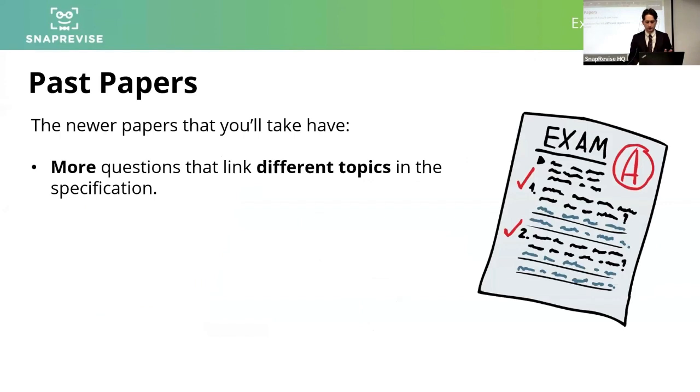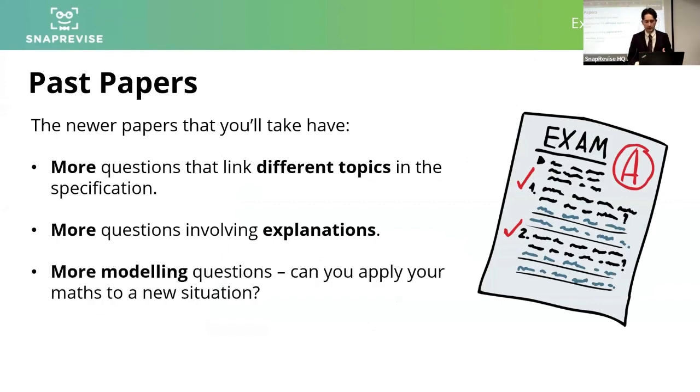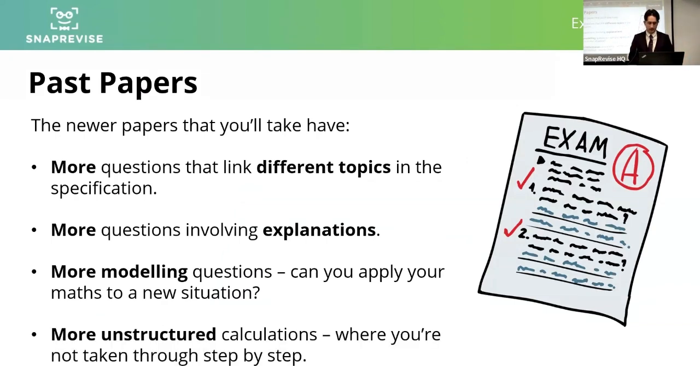The way the newer papers are different is, we said this yesterday, more questions that link different topics together. Like we said, the calculus can come up in the kinematics and the mechanics part of the course, but also within pure, there's a lot of overlap and a lot more modeling. You've probably seen that yourself when you practice the questions, maths in a context. And also more unstructured calculations where you're not guided through every step. There is still an element of that, but that's been a change as well.